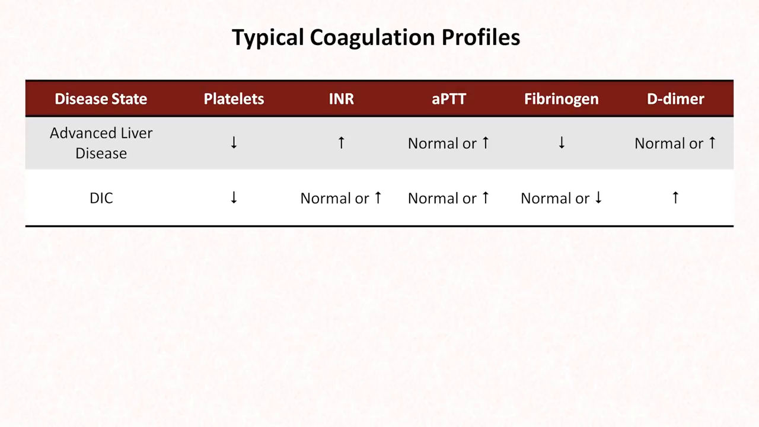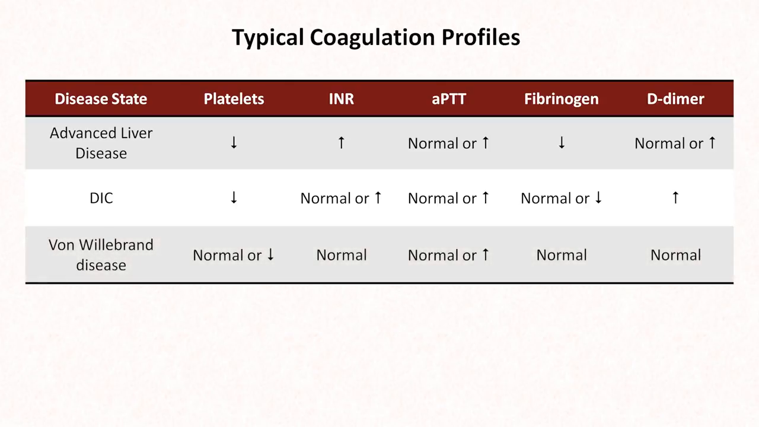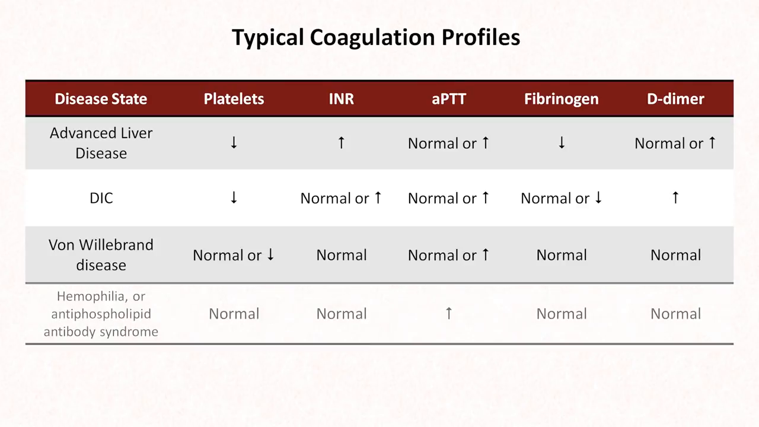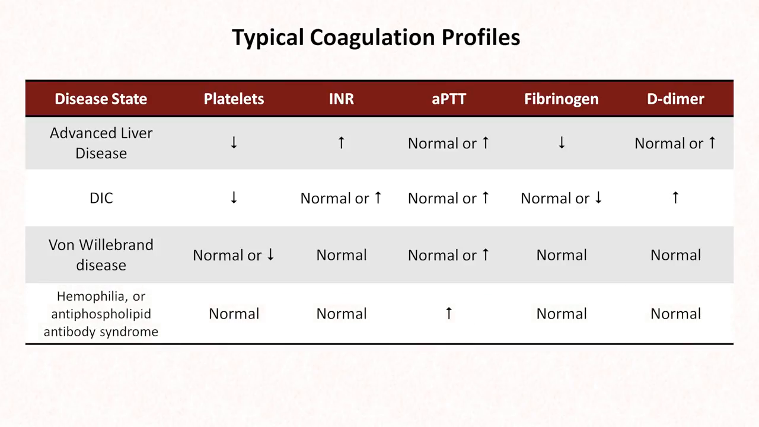Although not included in this panel, the other key finding in DIC is a so-called microangiopathic hemolytic anemia, identifiable by encountering red blood cell fragments called schistocytes on a routine blood smear. In von Willebrand disease, platelets are usually normal but occasionally mildly decreased. INR is normal, PTT is normal or elevated, and both fibrinogen and D-dimer are normal. In both hemophilia and antiphospholipid antibody syndrome, often the only abnormality is an elevated PTT.